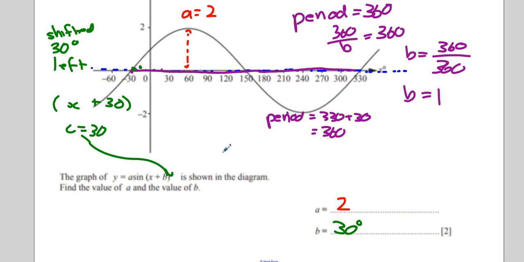But when the general form is x minus c, here they wrote x plus b, so we have to keep that in mind and go, oh, hang on, it shifted left. So in the real formula, it would have a plus 30 because it shifted left. They confuse us by making it not straight up, but that's just confusing.